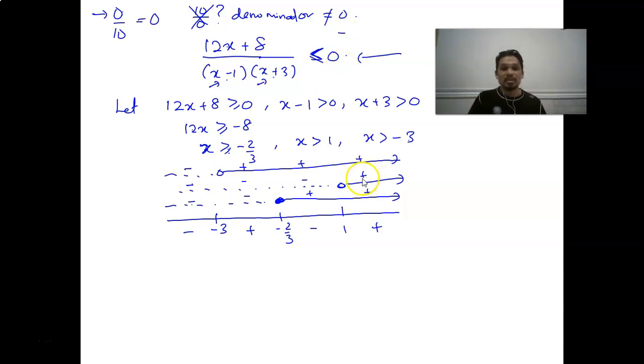So which section or area are we looking for? This one here and this one here. So our final solution set is negative infinity until negative 3, union negative 2 over 3, with equal here, negative 2 over 3, and positive infinity.